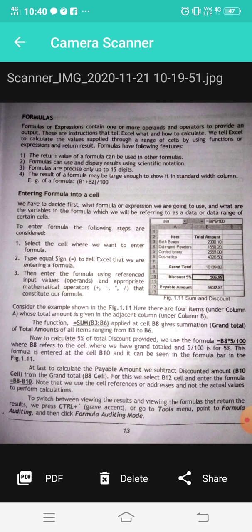At last, to calculate the payable amount, we subtract the discount amount in cell B10 from the grand total. For that we select cell B12 and enter the formula equal to B8 minus B10. So we get the actual payable amount. This question was asked in 2019 for 5 marks. I hope you understood this. Thank you.